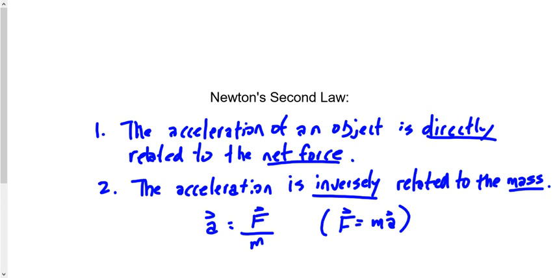JC, is force a vector or a scalar? How do you know that, JC? Yeah, it has the arrow sign over top of it, right? Now, the other way that we can determine that force is a vector is that it's the product of a scalar and a vector. When you multiply a scalar and a vector together, you always get a vector. Okay? Vector equals a scalar times a vector. Listen, if the acceleration is directly related to the net force in the same direction as the net force, it has to be a vector, right?